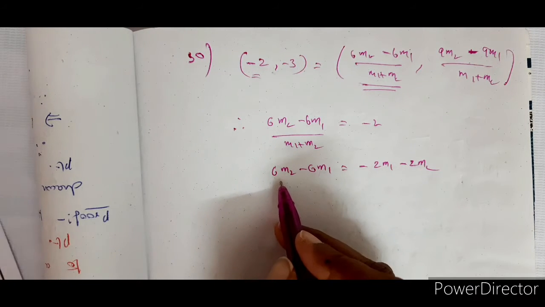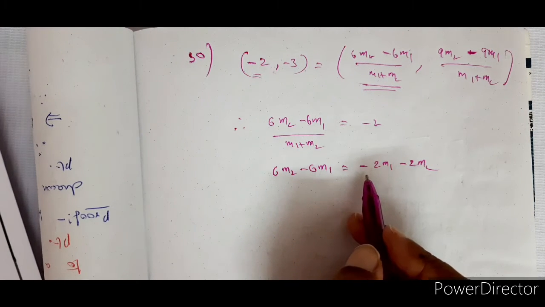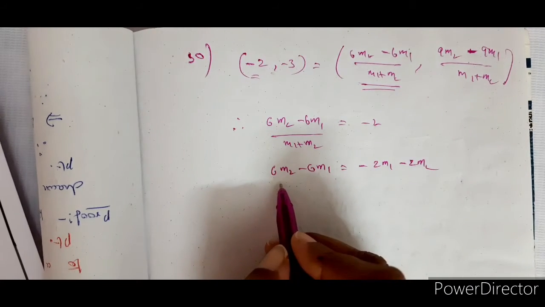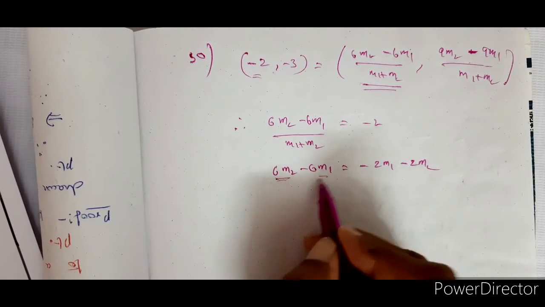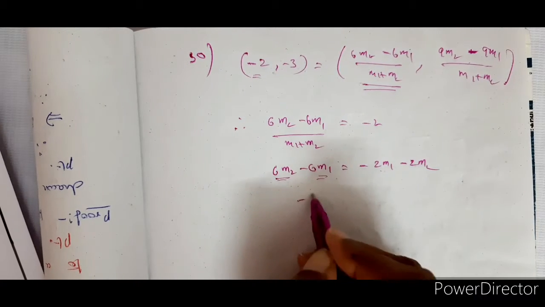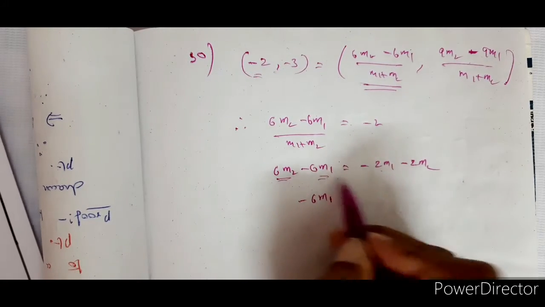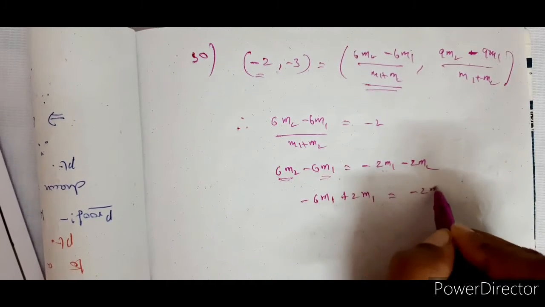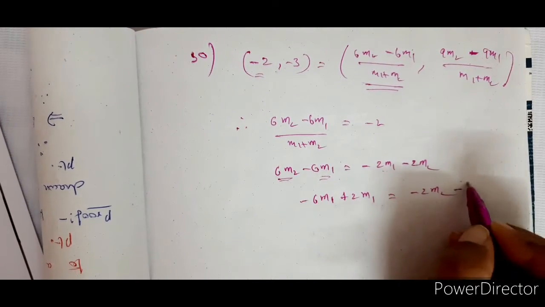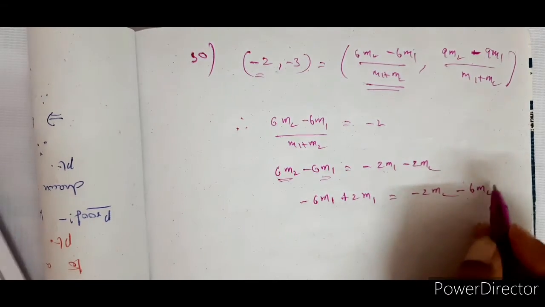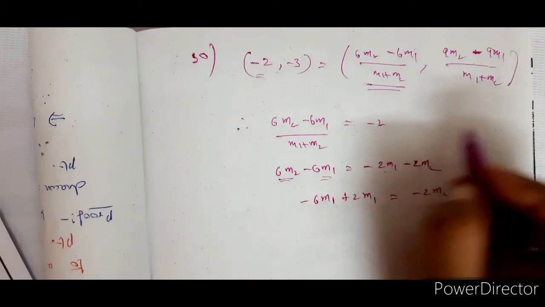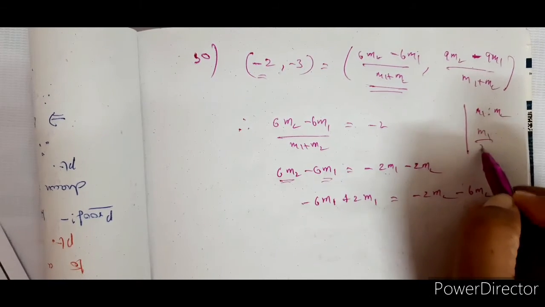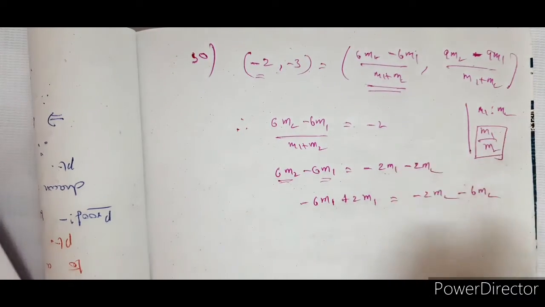So now bringing all the terms here, only the ratio they are asking. So bring all the terms here. 6m2, 6m1. So now I'll make it as minus 6m1. Bring this one here, plus 2m1 is equal to minus 2m2. Take this one here, minus 6m2. So we need to find only m1 is to m2. That means if we know the value of m1 by m2, it is done.